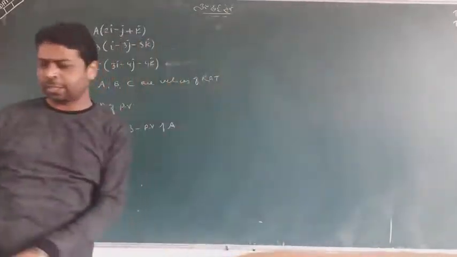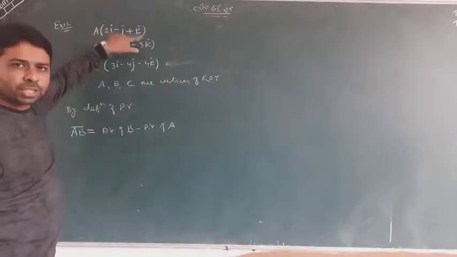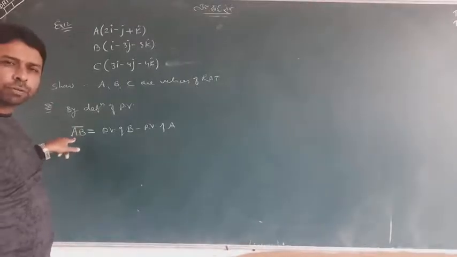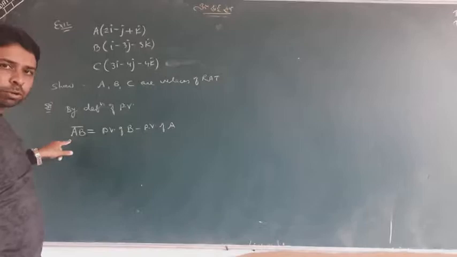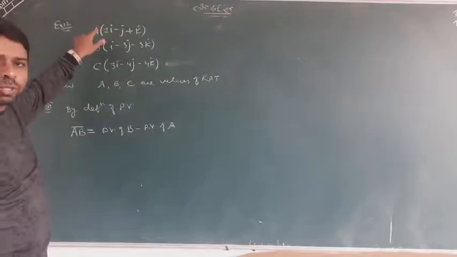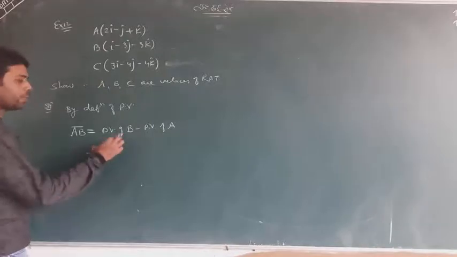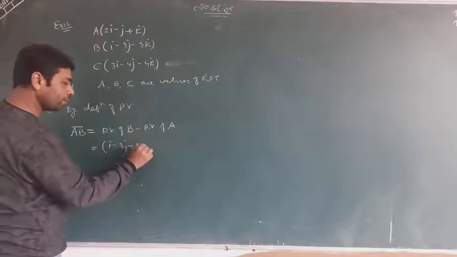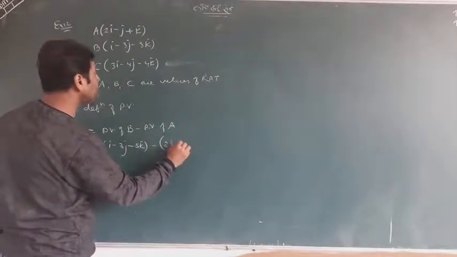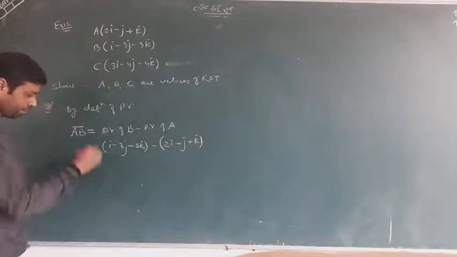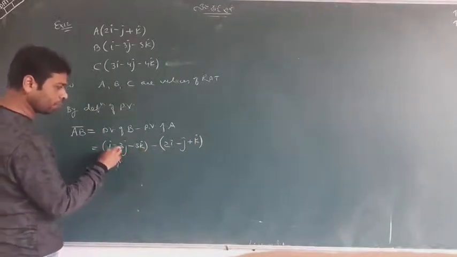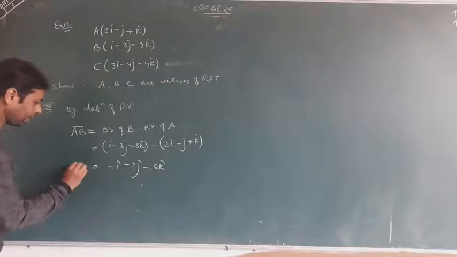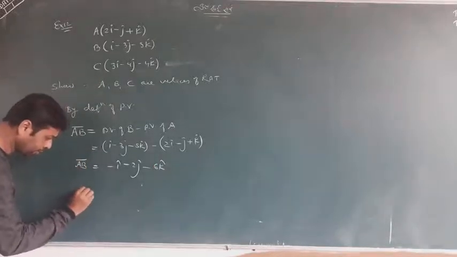So we have lots of things. It was not coordinates, it is i, j, k form. So I am using AB equal to position vector of B minus position vector of A. You can write OB minus OA, no matter at all. So what is OB? What is OA? What is OC? Now position vector of B is i minus 3j minus 5k. Position vector of A is 2i minus j plus k. Now i minus 2i is minus i, minus 3j plus j is minus 2j, minus 5k minus k is minus 6k. This is my AB.